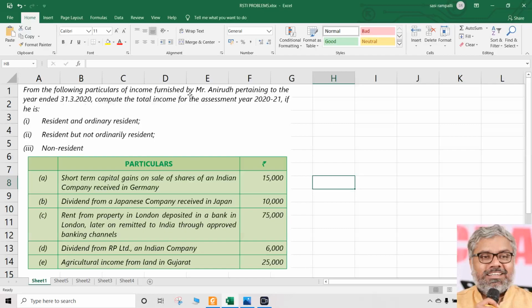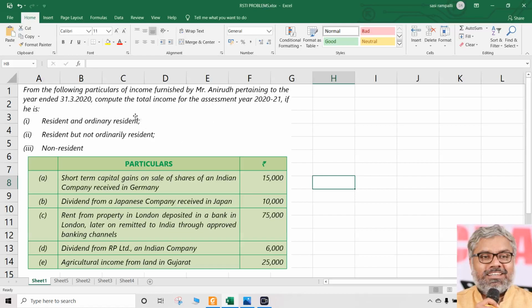So from the following particulars of income furnished by Mr. Anirudh pertaining to the year ended 31st March 2020, naturally our previous year 1920, compute the total income for the assessment year 2021 if he is ROR, RNOR and NR. So already a question comes, how can the same person be all three? Nobody is going to become all three. Anirudh cannot be all three. Only point is what if.